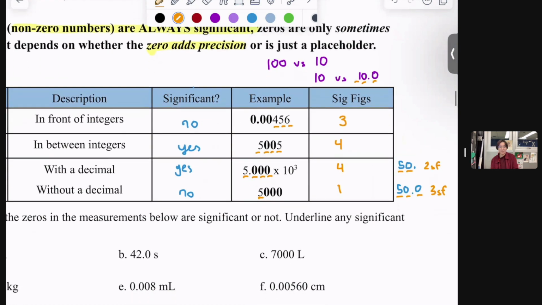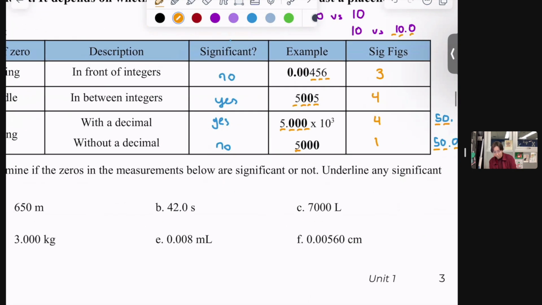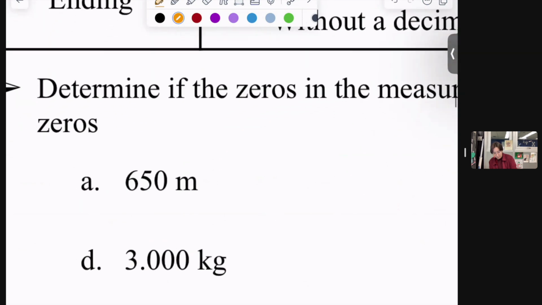Yeah. So it is just kind of annoying. It's just kind of one of those rules. I think thinking about precision kind of helps remember them, but at the end of the day, memorizing is probably going to be your best bet. So let's do some examples.